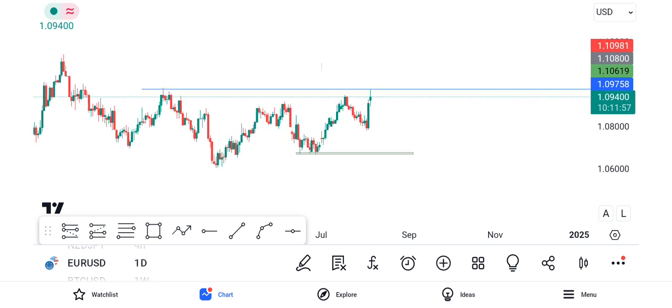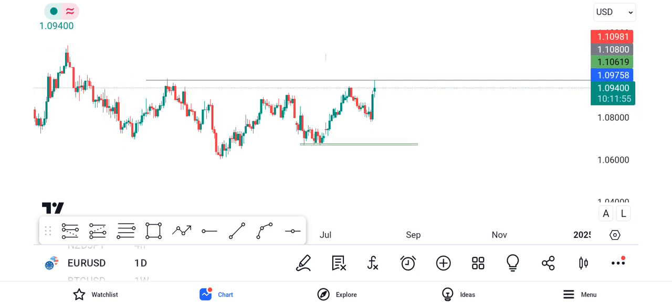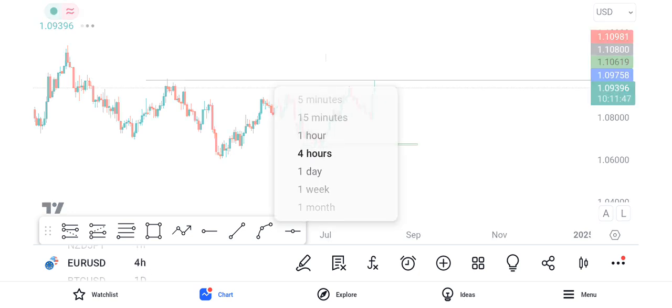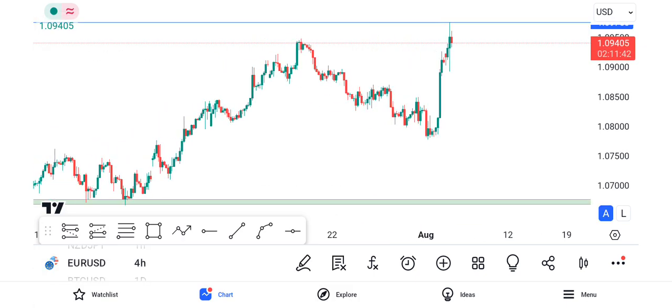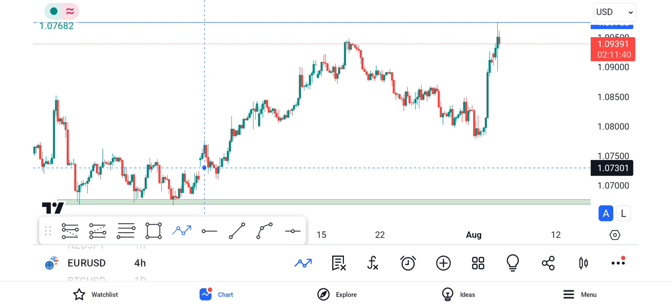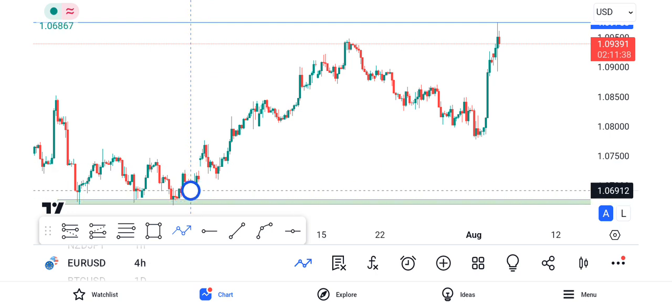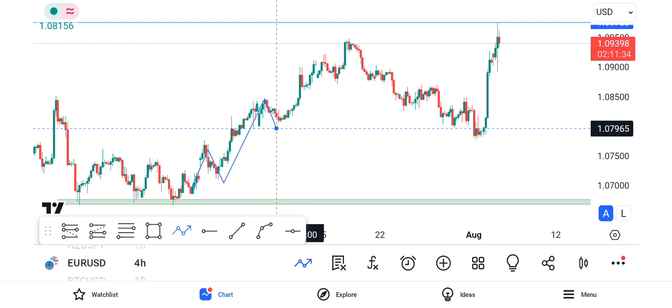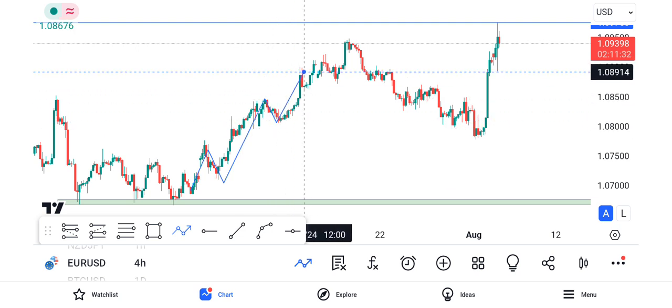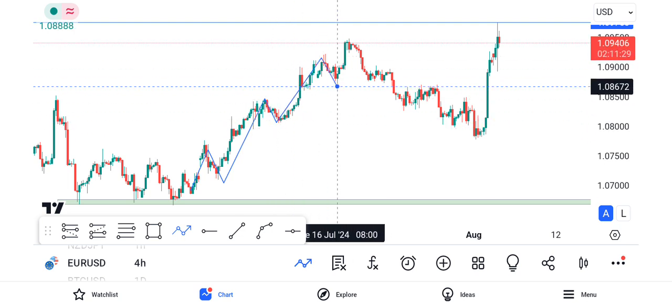So what are we expecting on Euro USD this week? If we go to the daily time frame, it is already signaling a shift in trend. Then the 4 hour time frame, what's currently happening on the 4 hour time frame? As you can see, price has been making a series of higher highs and higher lows, higher high, higher low, then higher high, higher low, higher high, shifting trend.